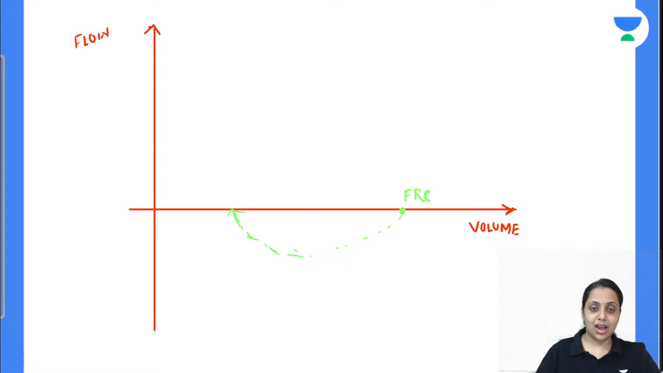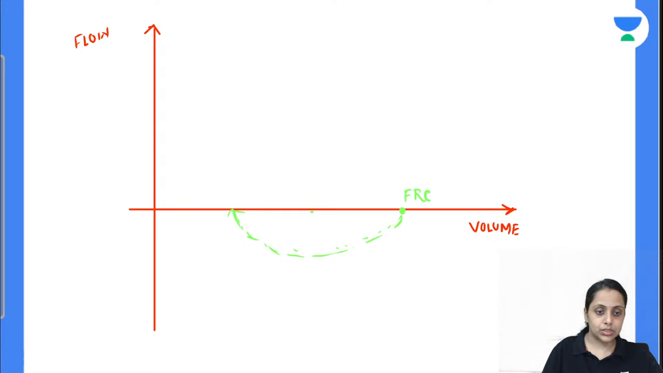ठीक है, ये loop है, graph नहीं है, because graph में अगर x axis पे इस तरह move करेंगे तो volume decreases, but यहाँ पे क्या हो रहा है? Volume is increasing, not decreasing. So do not take it as a graph. It is a loop.